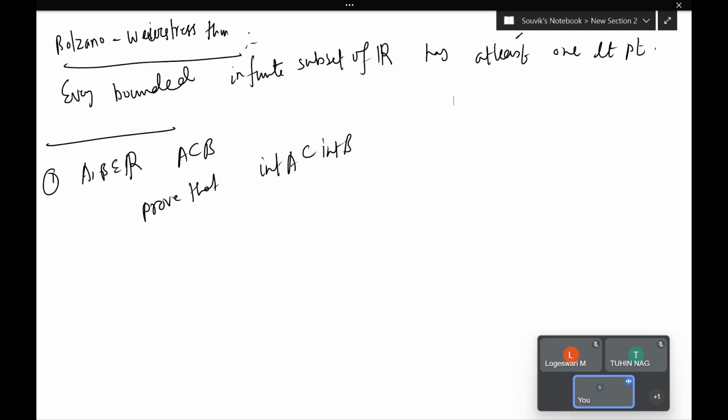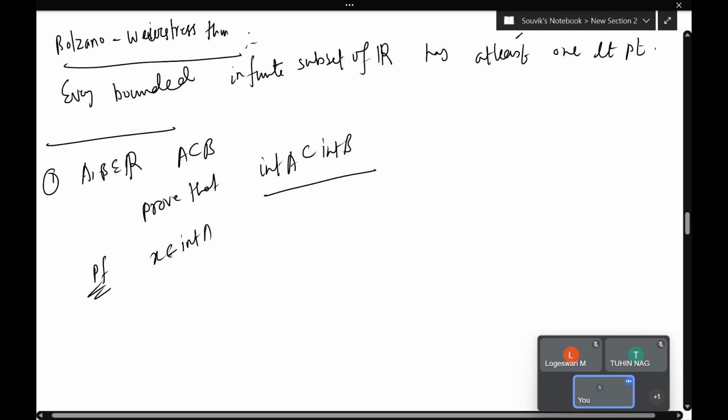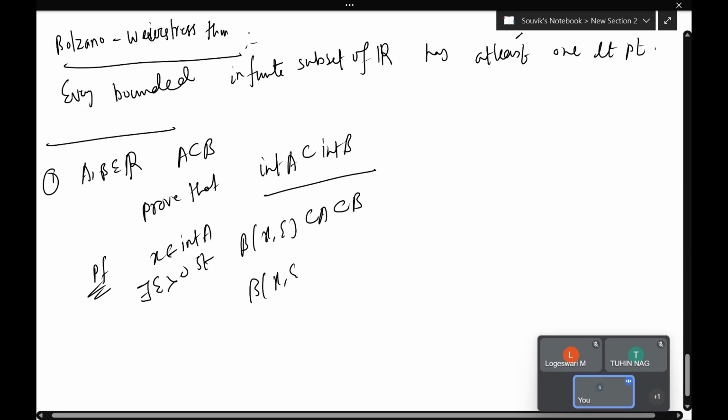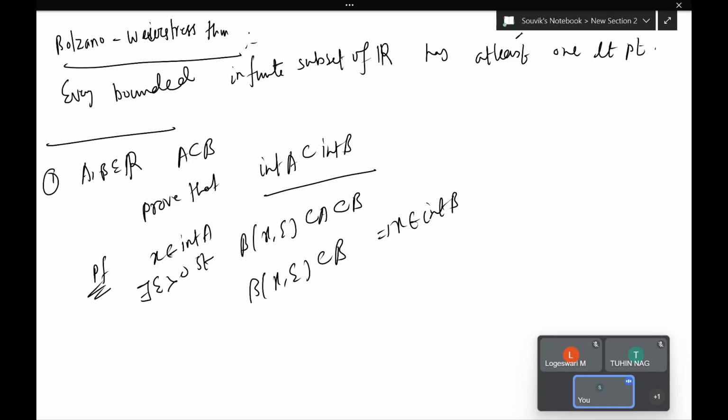So we can do it as follows. A is a subset of B, we need to check the interior of A is a subset of the interior of B. So take x from the interior of A. This means there is epsilon greater than 0 such that the open ball B(x, epsilon) is a subset of A, and it is obviously a subset of B. So B(x, epsilon) is a subset of B. This implies what? x belongs to the interior of B. So that's how the interior of A is a subset of the interior of B.